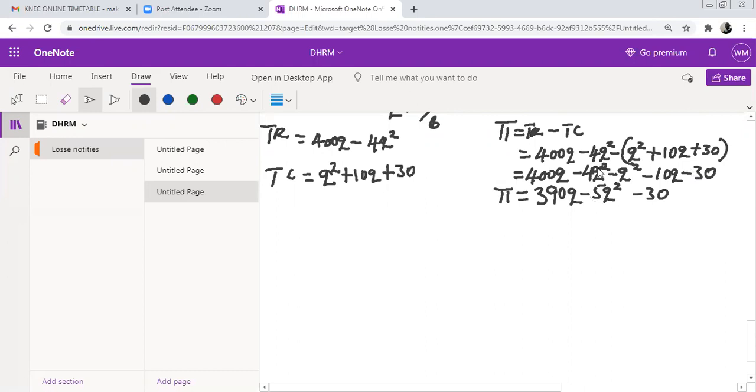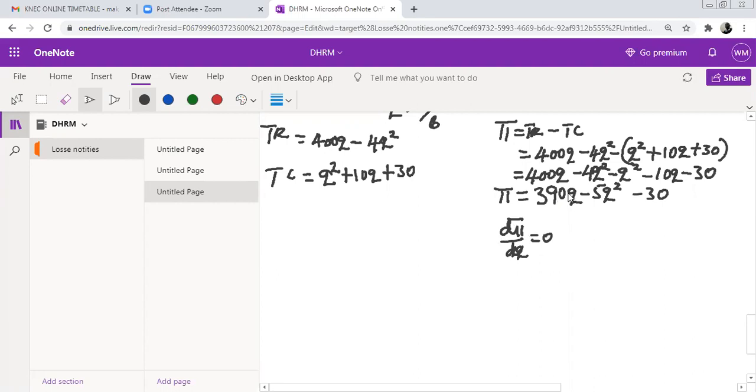After having that, we are not yet done. After getting the profit function, we need to know the level of output, which is the number of units that the firm should produce and sell in order to maximize the profit. At that maximum, we know d pi over dQ, the change in pi over change in Q, should give us 0.